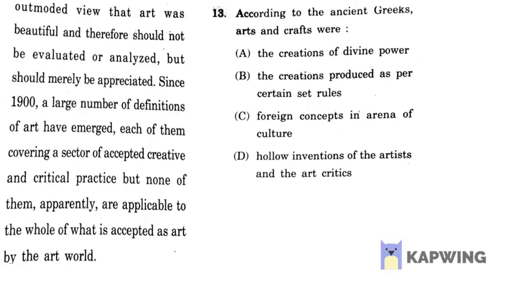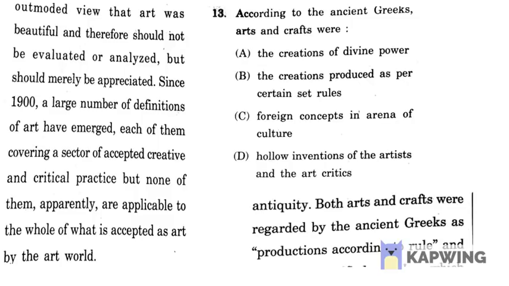Now the 13th question for this passage was, according to the ancient Greeks, the arts and crafts were. Now if you read the passage, the first paragraph of it shows that there were certain sets of rules. This is the excerpt from the passage: both arts and crafts were regarded by ancient Greeks as a production according to rules. So there were certain sets of rules for arts and crafts production. So the correct answer here is B, the creation produced as per certain sets of rules. I hope you have answered it correctly.